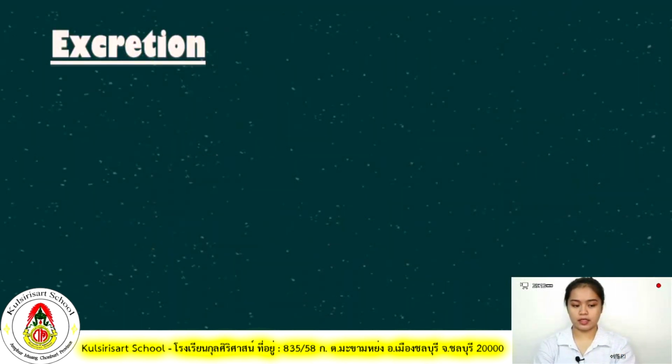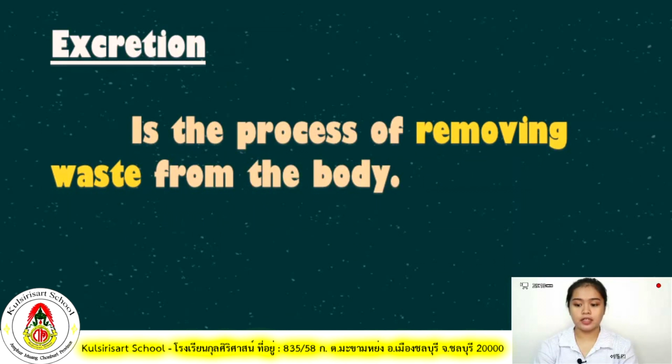The next one is excretion. Everybody say excretion. Excretion is the process of removing waste from the body. Excretion is the process of removing waste from the body. Yes, very good. Basically, excretion is explained as the way of pooping and peeing.